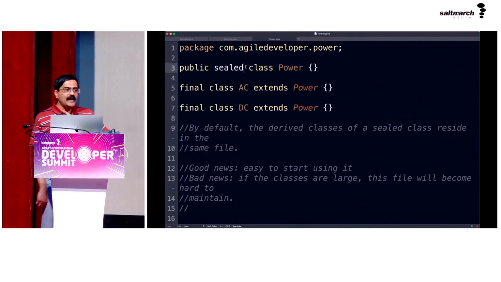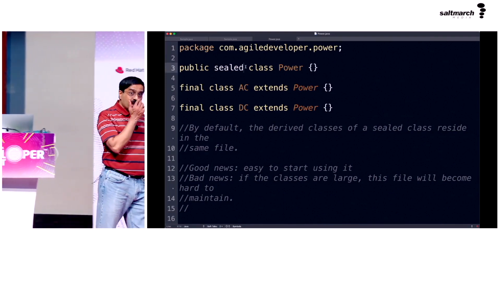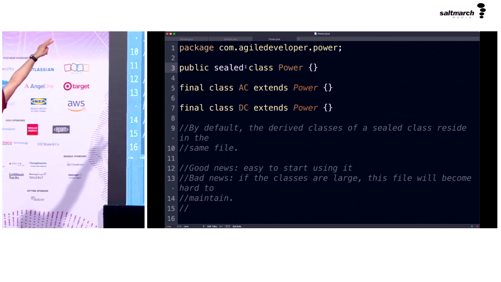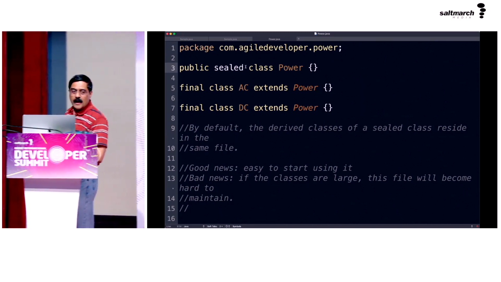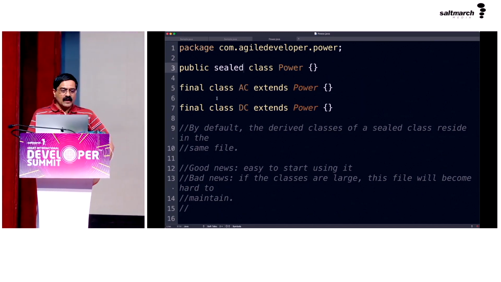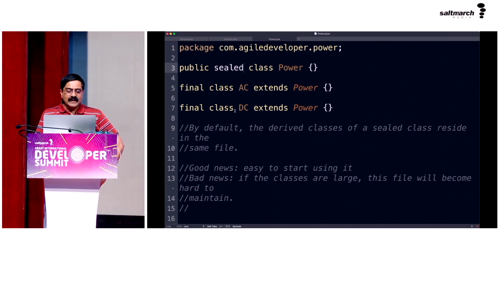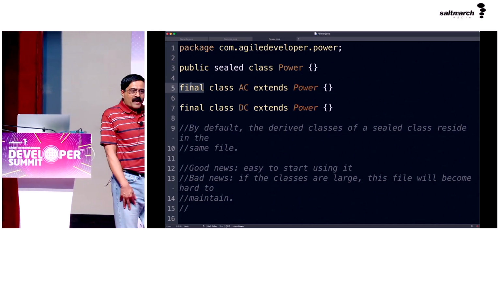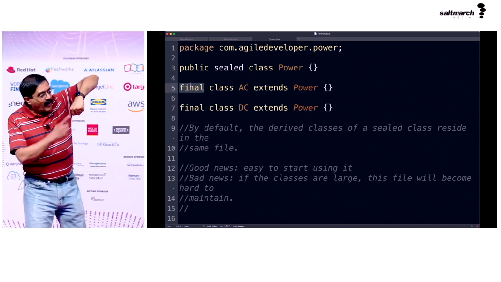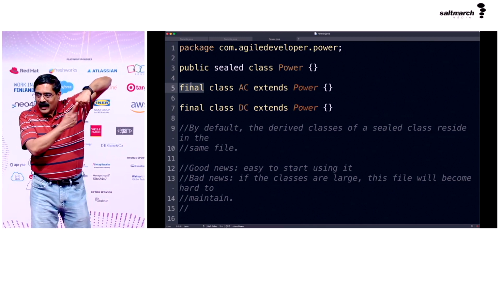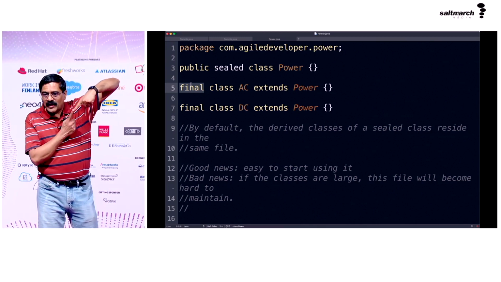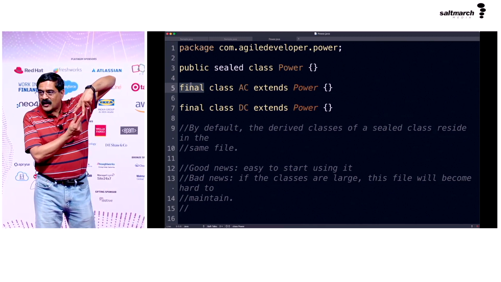Notice what I did here to the example we've been working with. I have a public sealed class Power, and then I say final AC and final DC extending from Power. Why do I need to say final? Because I closed my hierarchy. So I have Power right up there, and I got AC, which is one child. I got DC, which is another child.